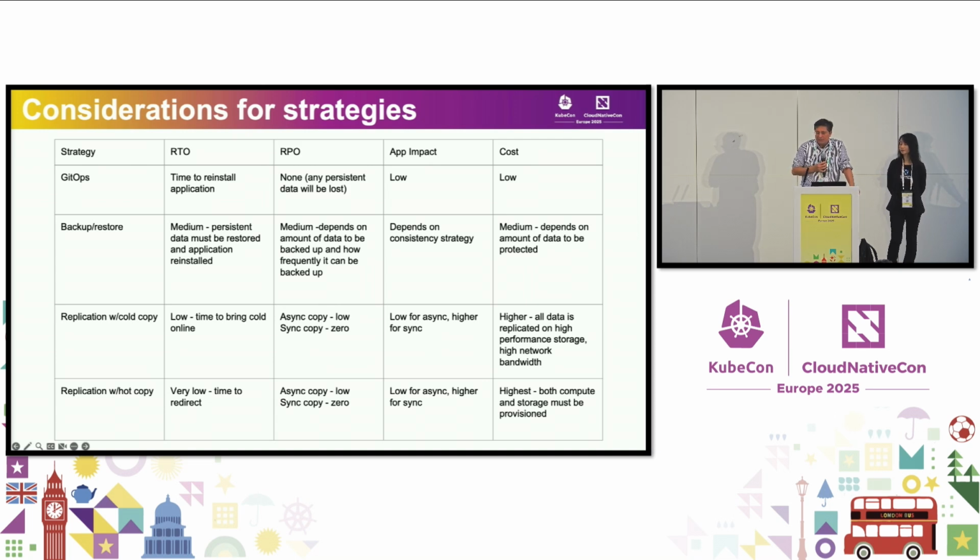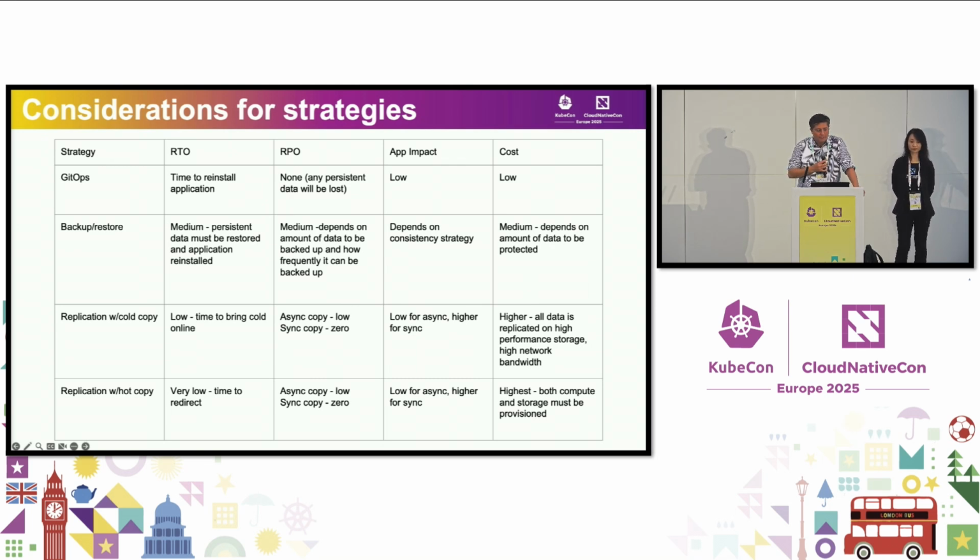And then our cost, again, I'm going to say this is in the mid-range because it depends on how much data you have. Now, one option is replication. Replication is where you actually have the data being stored someplace else continuously. So one option is having replication with a cold copy, so there's no compute running in your remote availability zone. In that case, your RTO is going to be fairly low because you just need to bring the application up. The data is already there. It doesn't need to be restored.